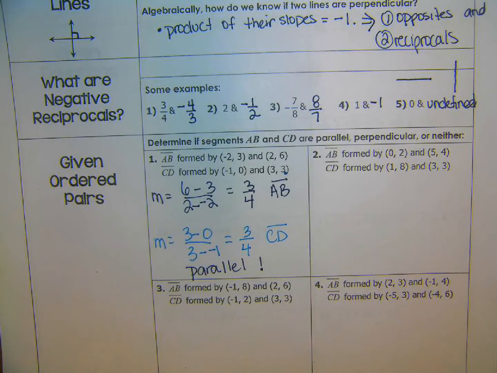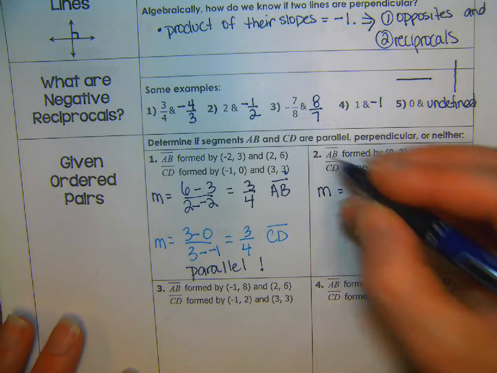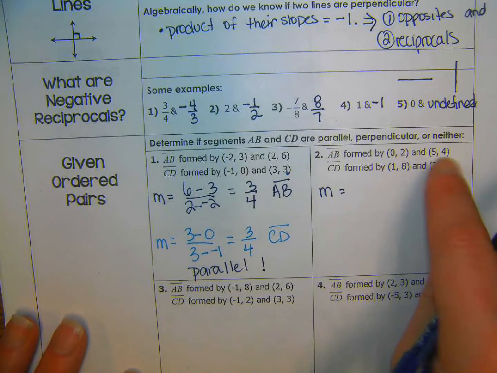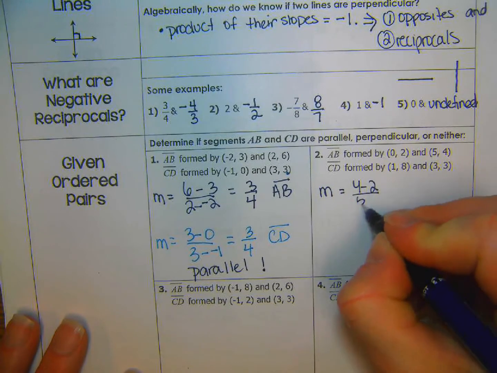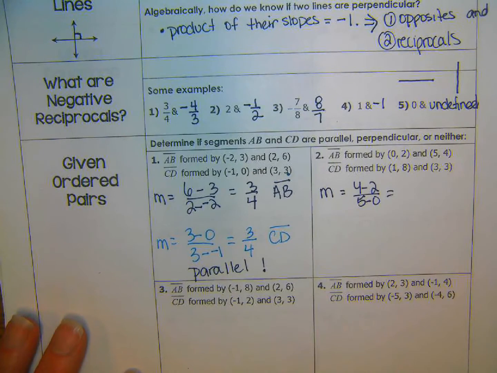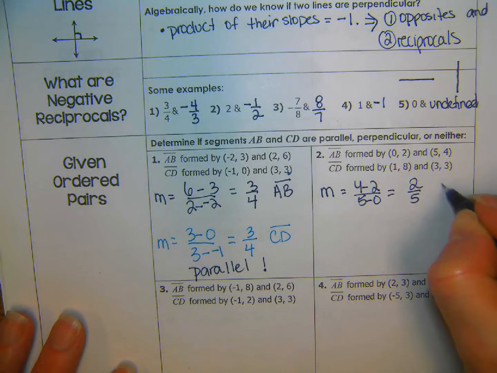Okay. All right, should we do another one? All right, here we go. 4 minus 2, 5 minus 0. What do we get? 2/5. This is the slope of AB.